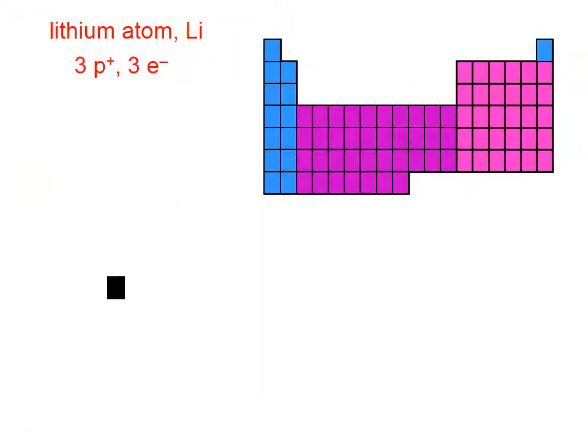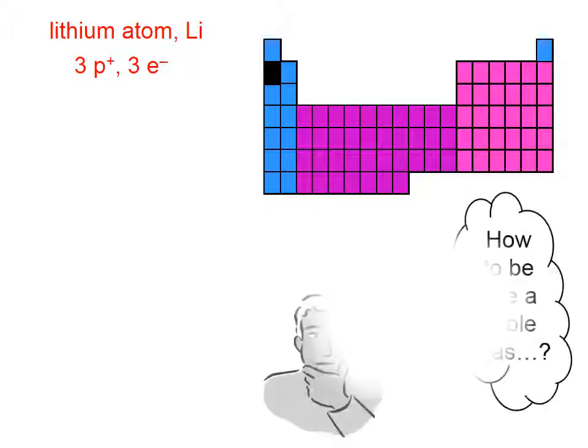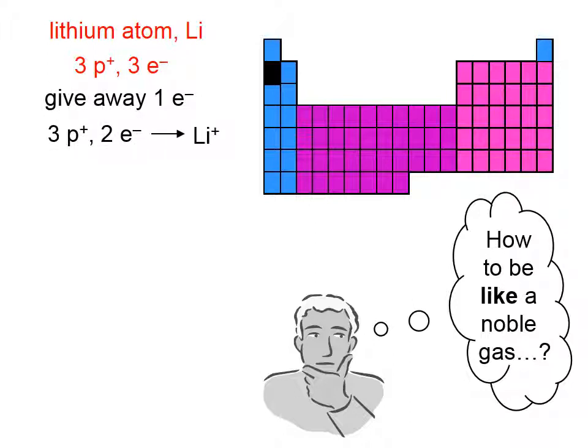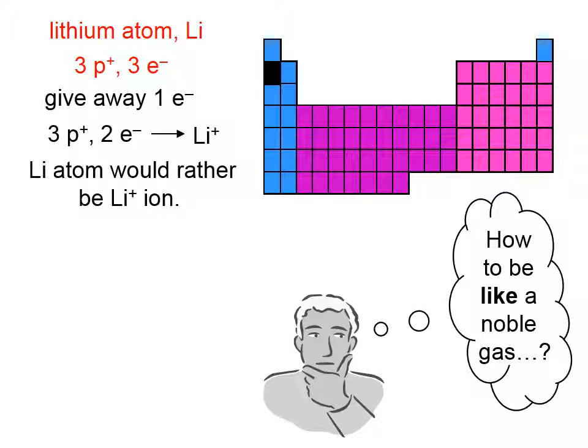Let's go to the other side of the periodic table. How about lithium? Lithium's right there. How could it become like a noble gas? Well, it would give away 1 electron, because if it gives away 1 electron, it's going to have 2 electrons, like helium. The whole point here is to become like a noble gas. If it loses an electron, or gives 1 away, it will have a net charge of 1 plus. So in reality, a lithium atom would frankly rather be a lithium ion, because in doing so it would have a full outer shell, which is a low energy state.